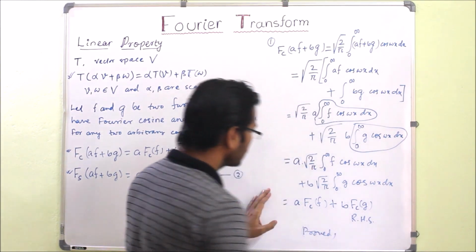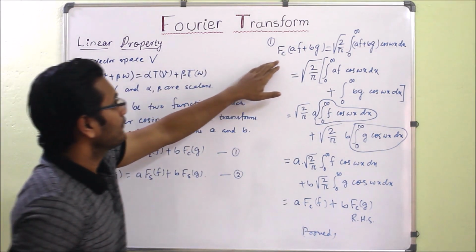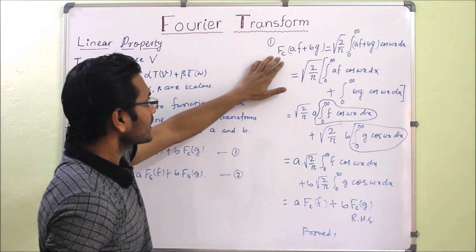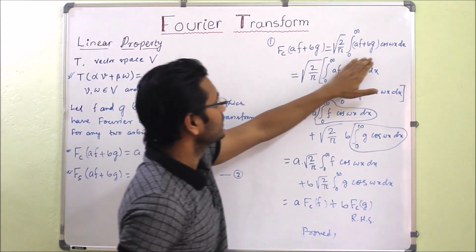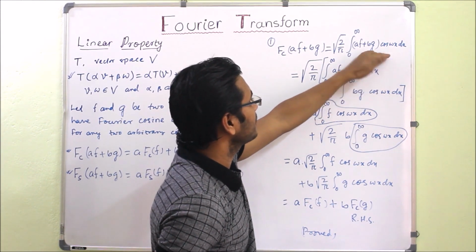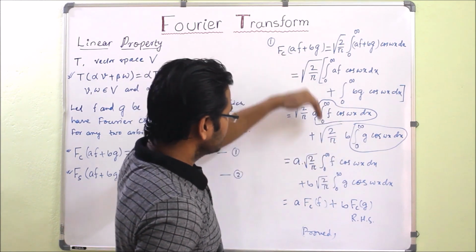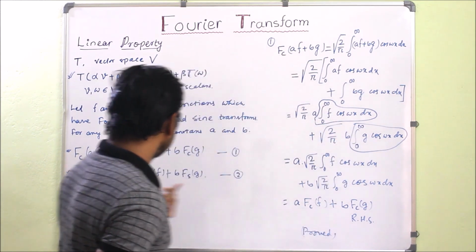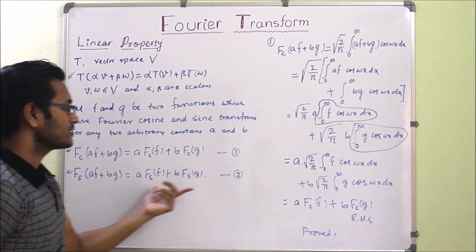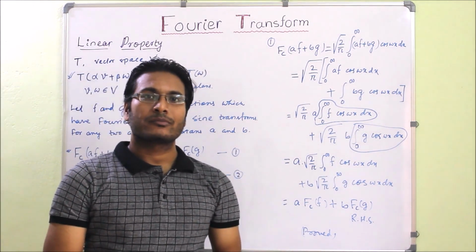So the first relation is proved. Similarly, the second relation we can also prove by applying the Fourier sine transform. Here the change will be that in place of cos WX there will be sin WX, and the proof will be in a similar way. If we proceed, then we get the RHS, so LHS equals RHS. So the second relation is proved. In that way we can get the linear property.